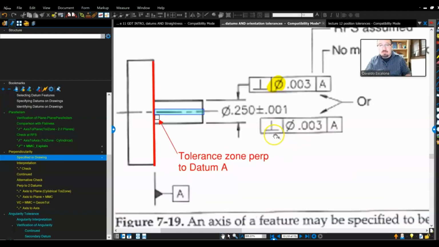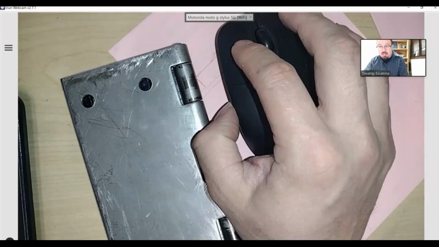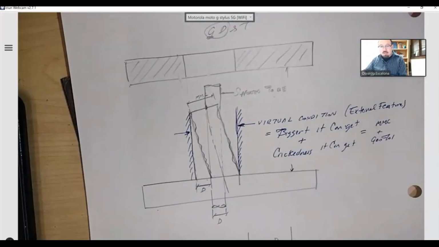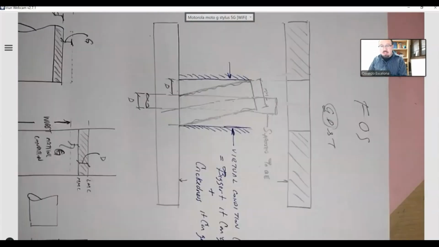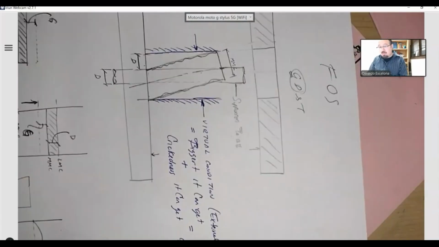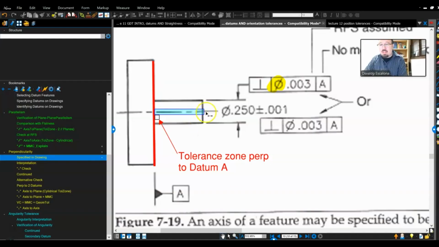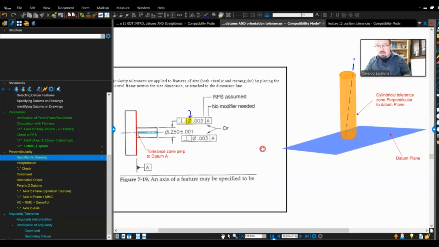You can also control a feature of size to a plane. This is similar to the one that I showed you just a second ago, but instead of doing it like this, that's how it looks on the slide that I'm showing you. But it's the same concept. You guys will notice that I have an axis that can be crooked and it has to live within a tolerance zone, which is a cylinder. Let me see if I thought I made drawings. There we go. This is what it means.